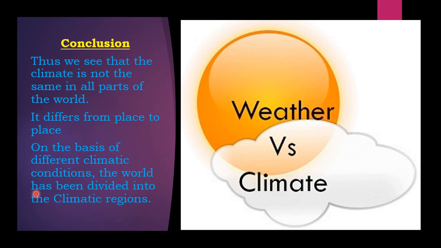Then we studied that changes in the weather cause the seasons. There are 5 main seasons: winter, spring, summer, monsoon and autumn.